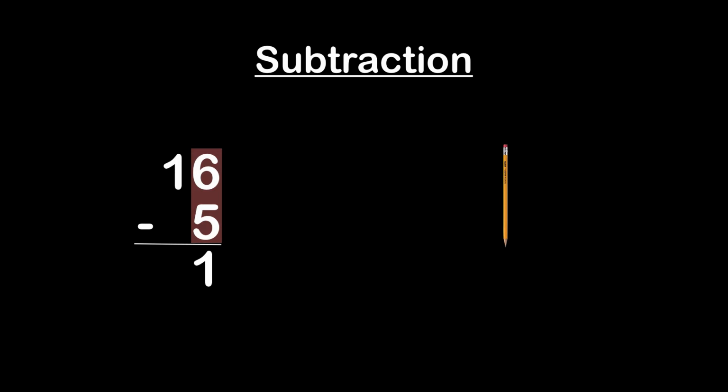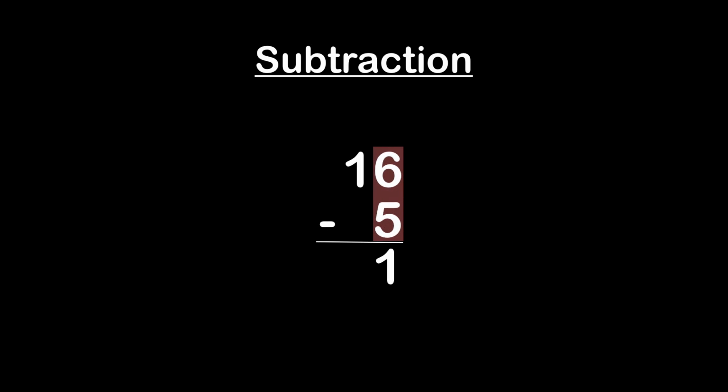Now, we move to our next column on the left where we only have a 1, and when we have a single digit by itself at the end of a problem, you simply carry it down and we get our final answer, which is 11. We're making great progress so far.